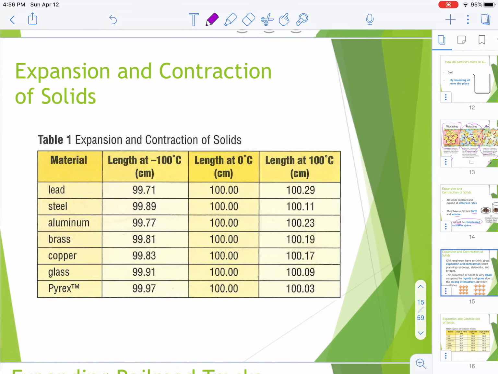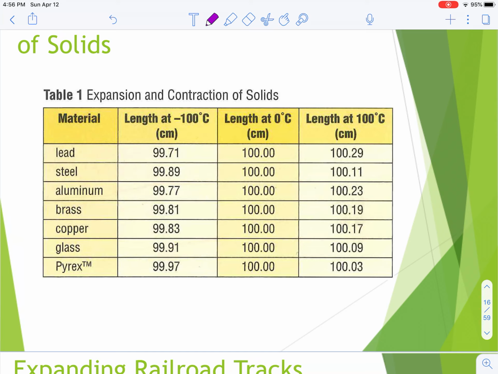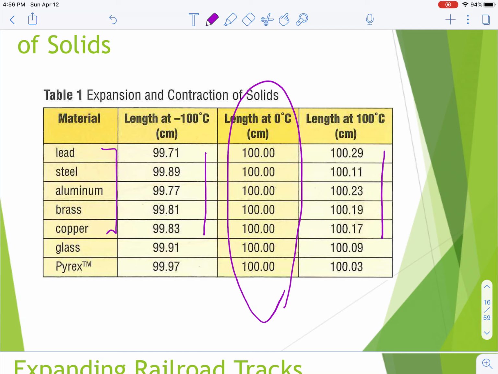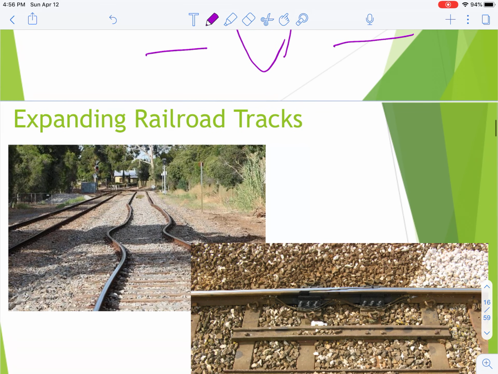As you can see in this picture here, we take 0 freezing, 100 centimeter different substances, most of these are metals here. You notice that at minus 100, that 100 centimeter length will all be smaller. At 100 degrees Celsius, when it's almost boiling, it will expand. So this is across the board for all these solids, even if they're not metal, so glass and Pyrex, they still contract when they're frozen and expand when they're hot.